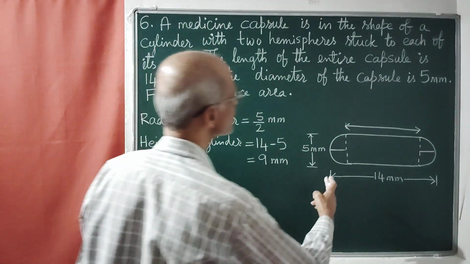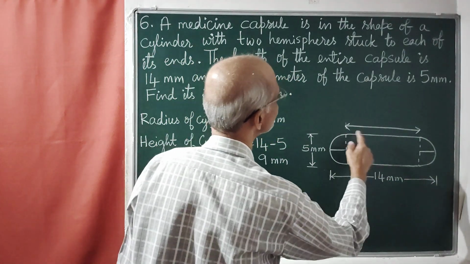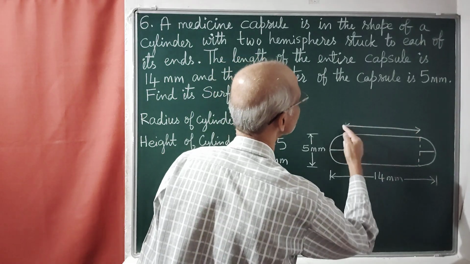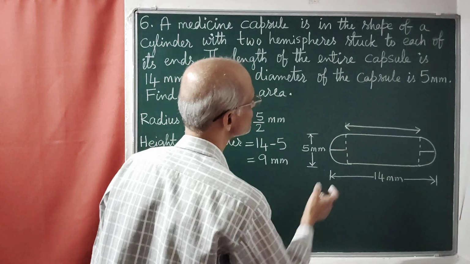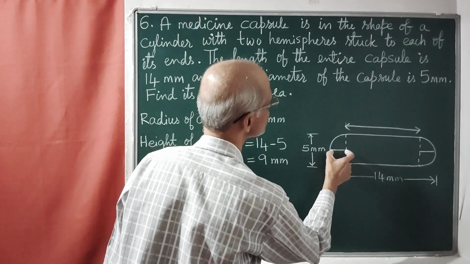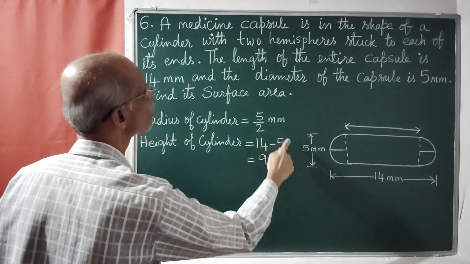The total length of the capsule was 14. We want the height of cylinder. So from the total length of the capsule, we have to subtract the radius of the hemisphere on this side and also from that side. So we have to subtract total 5.